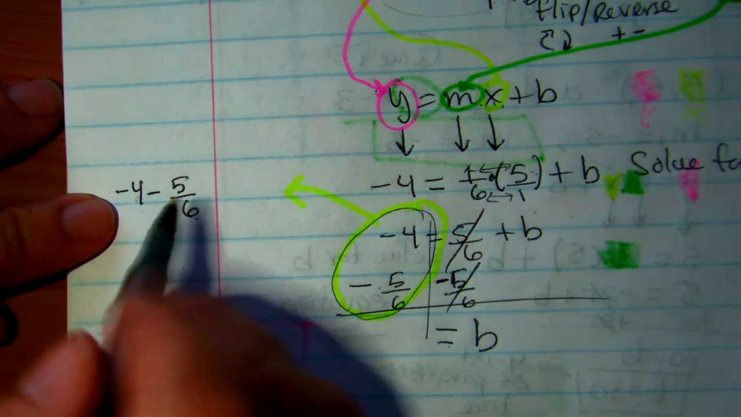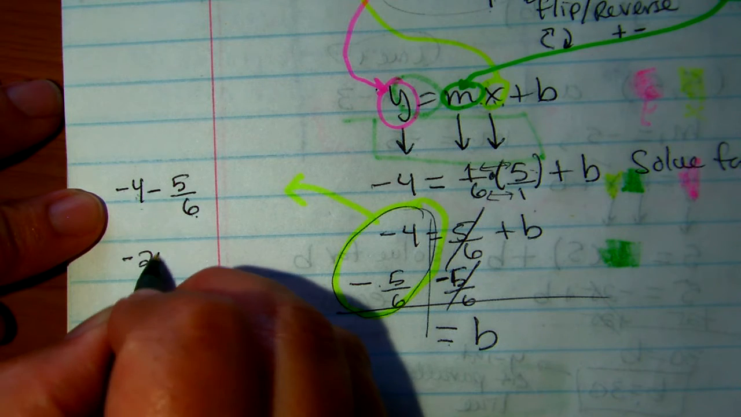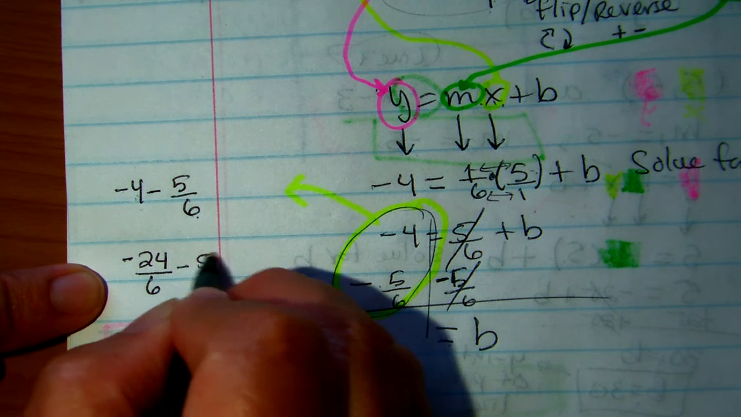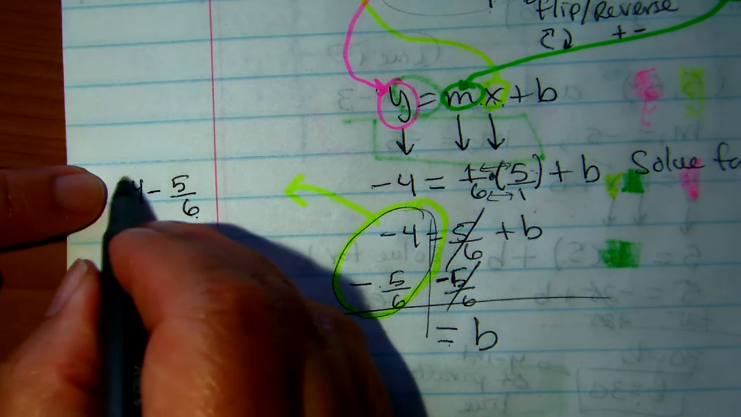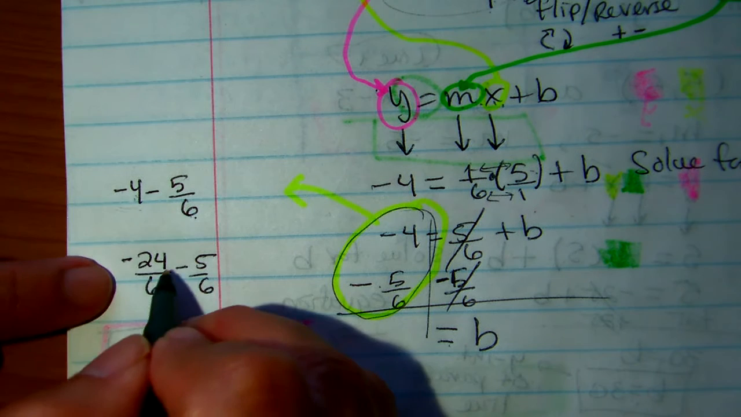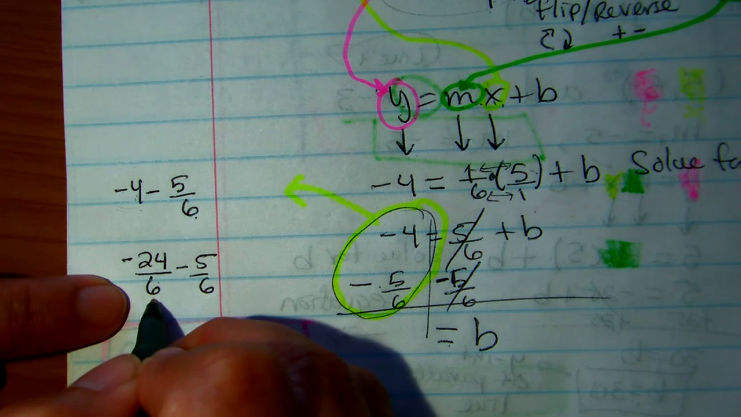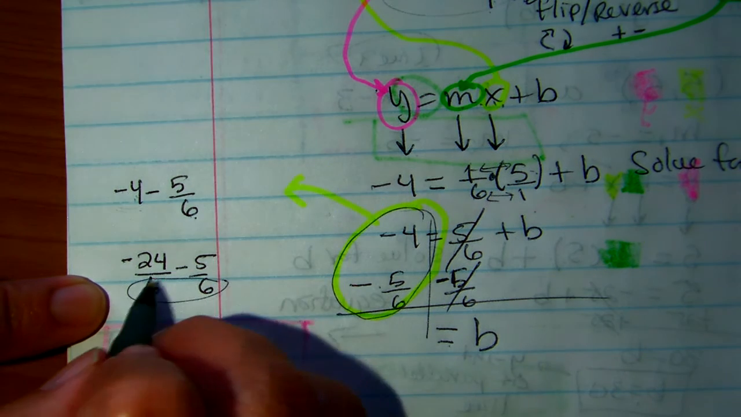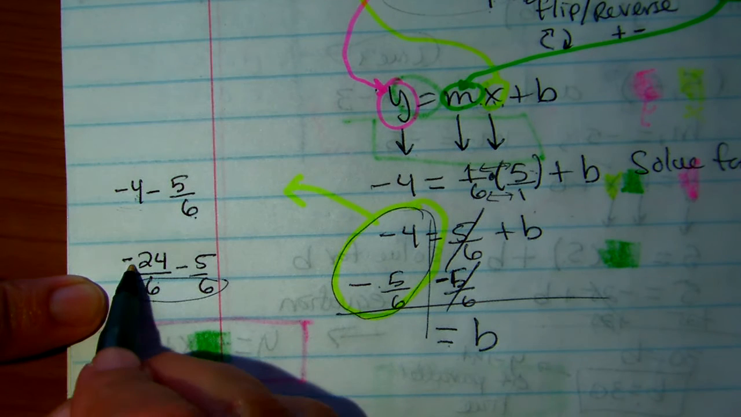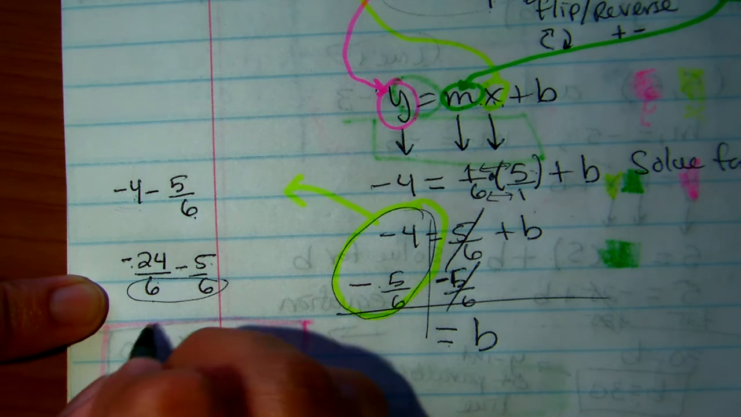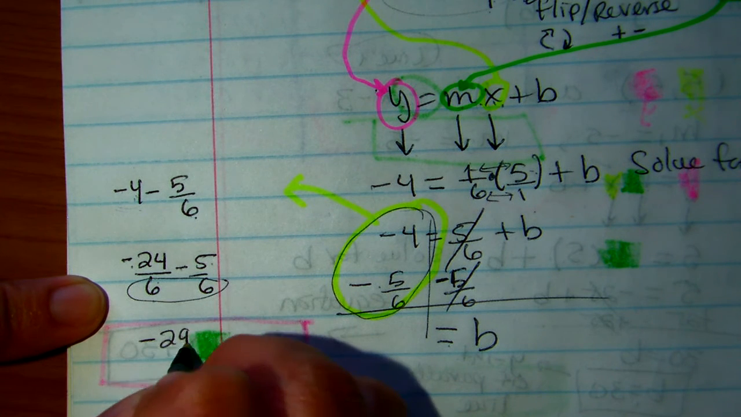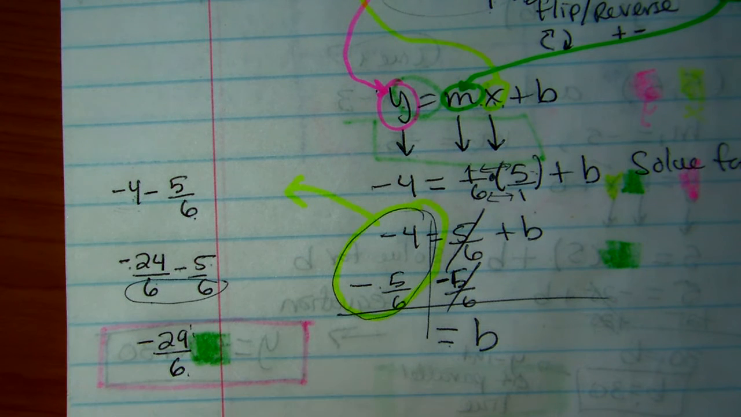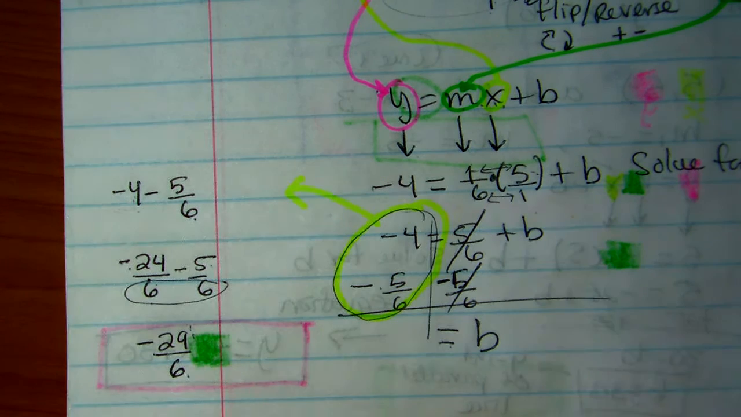You multiply 4 times 6, negative 24, 6 minus 5 over 6. In negative 4 integers, you have negative 24 sixths. All right. That way, you have the same denominator. Now you can do the operation, and negative 24 minus 5 is going to give you negative 29 over 6. This fraction cannot be simplified, so it's going to have to stay like that.